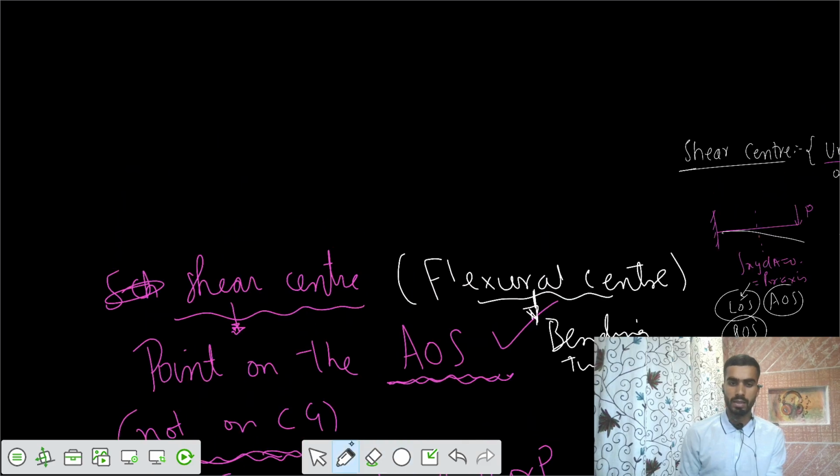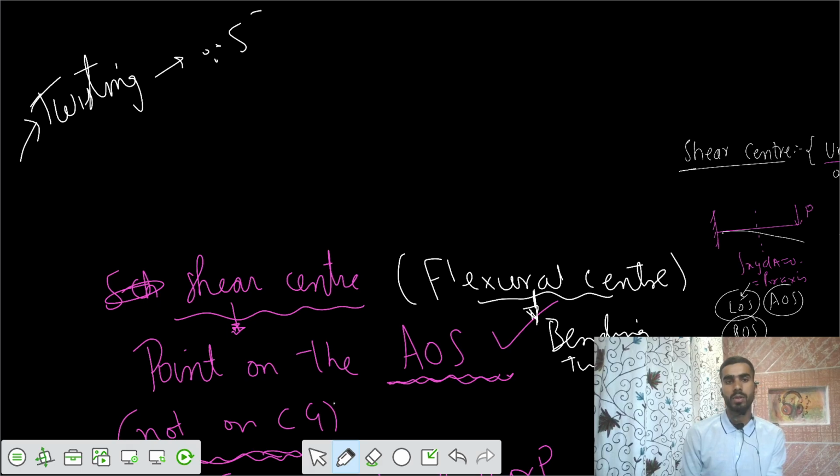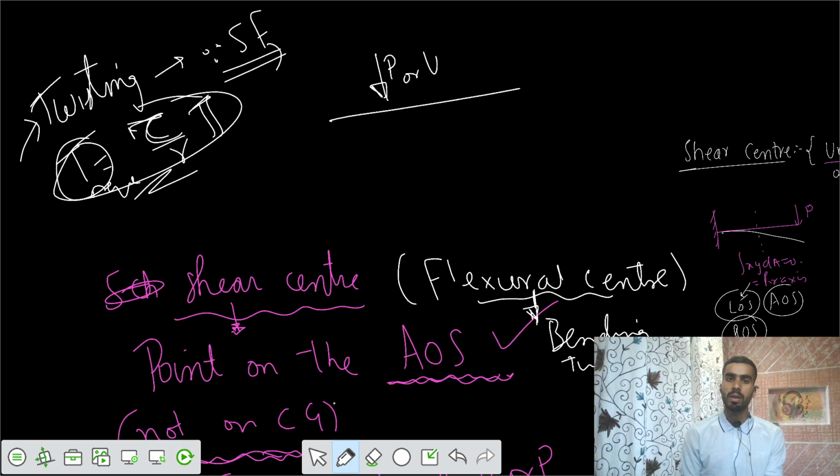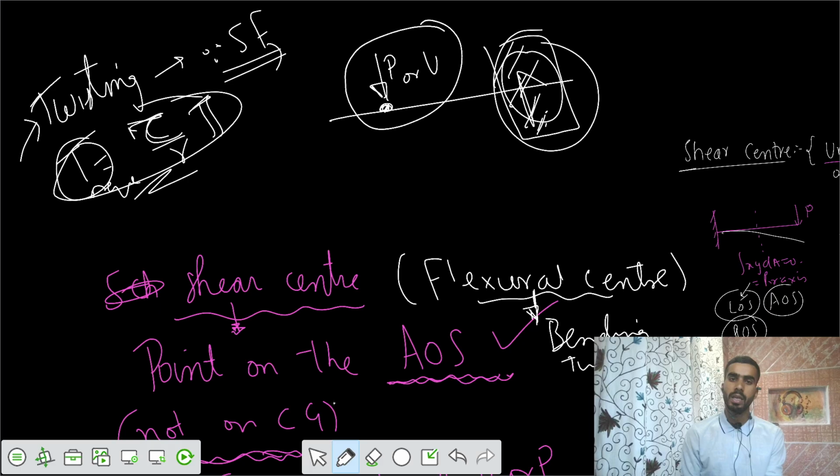So actually the thing is that twisting is because of the shear force. We have the twisting relation, rho equals tau by r into J. Because of the shear force, torque is there, twisting is there. So if there is twisting because of shear force, the load P or shear force V should pass at that point such that for the entire section, the resultant of those shear forces should be equal to P.